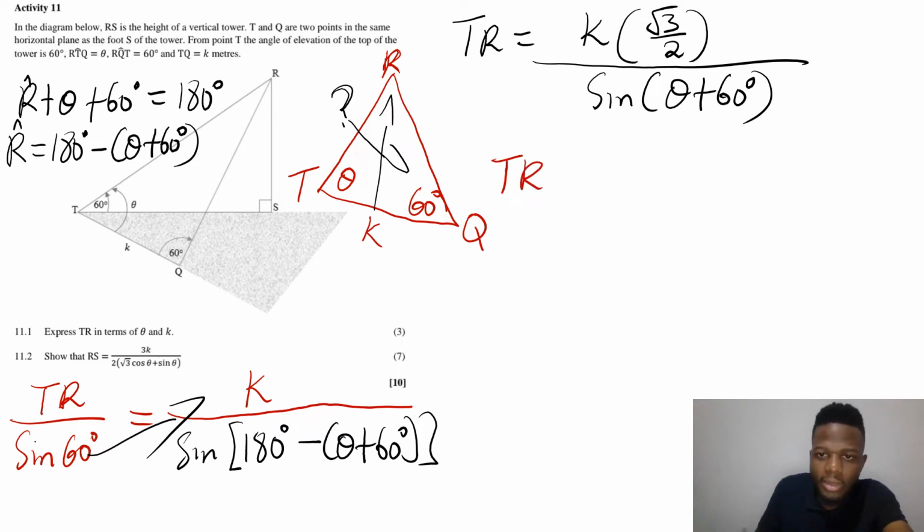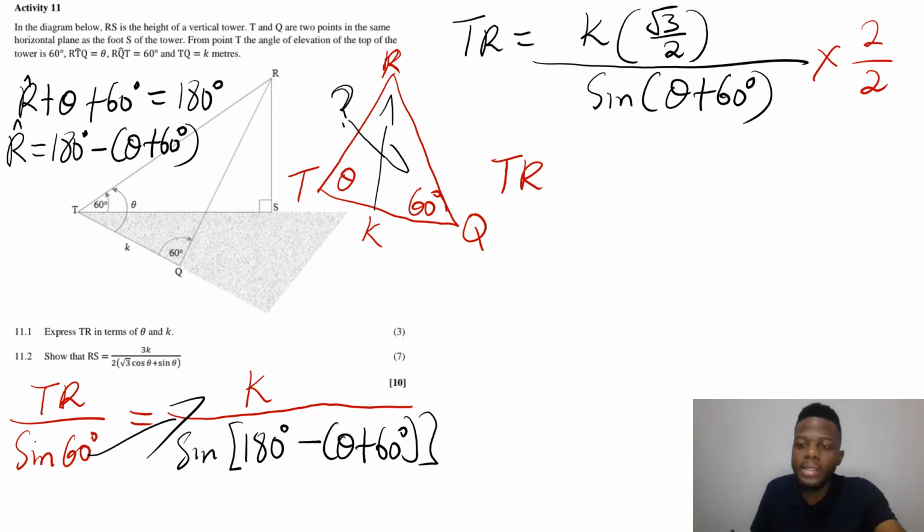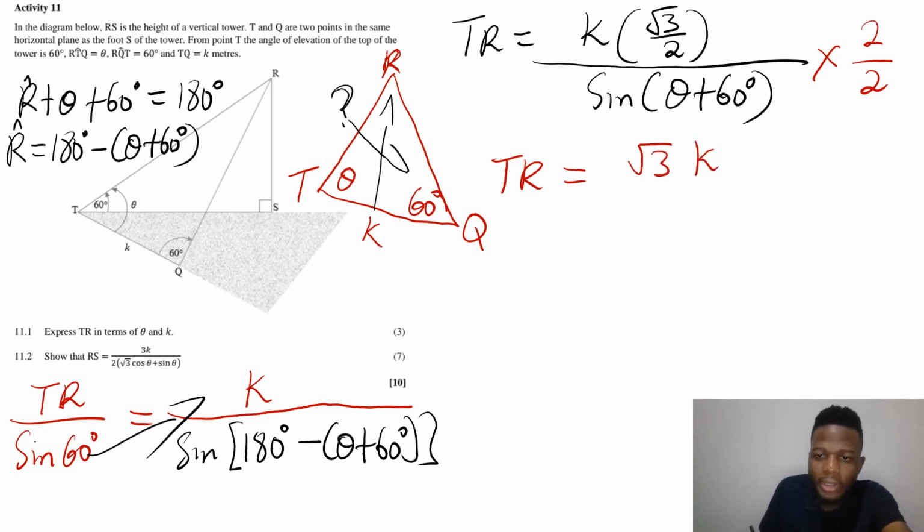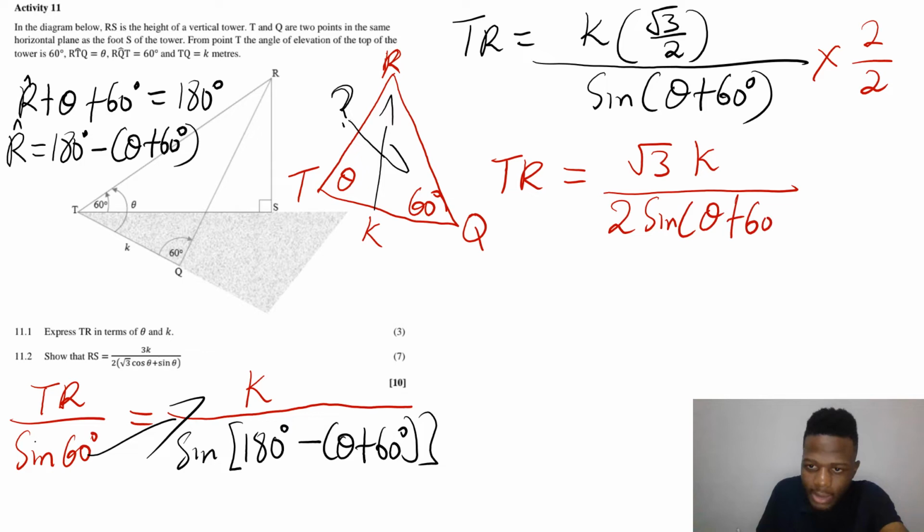Then TR is going to give us, let's simplify this, we can multiply with 2 and also divide with 2, because when we are multiplying by 1, 2 over 2 is the same as 1. Any number multiplied by 1 is not going to change. So we are just rationalizing. So root of 3 over 2 multiplied by 2 is going to give us root of 3 and then k. Don't forget, this k is not inside the square root. It's only 3 that is inside the square root. Then 2 multiplied by sine theta plus 60 degrees.